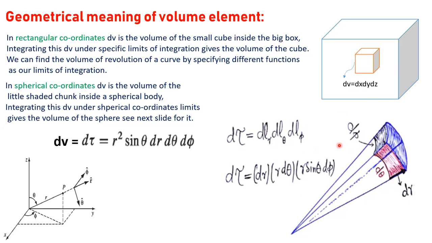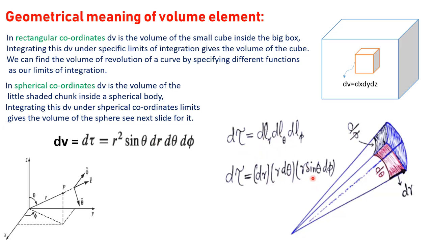We have to multiply with, these are dimensionless numbers. So we have to multiply with something having the dimensions of length. So in short, the volume element in spherical coordinates is given by this: the small length in the r direction is given by dr, the small length in the theta direction is given by r d theta, and the small length in the phi direction is given by r sine theta d phi.